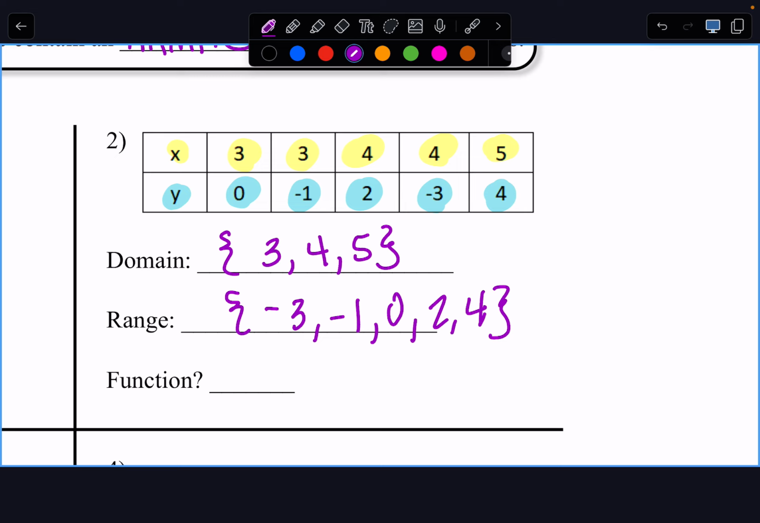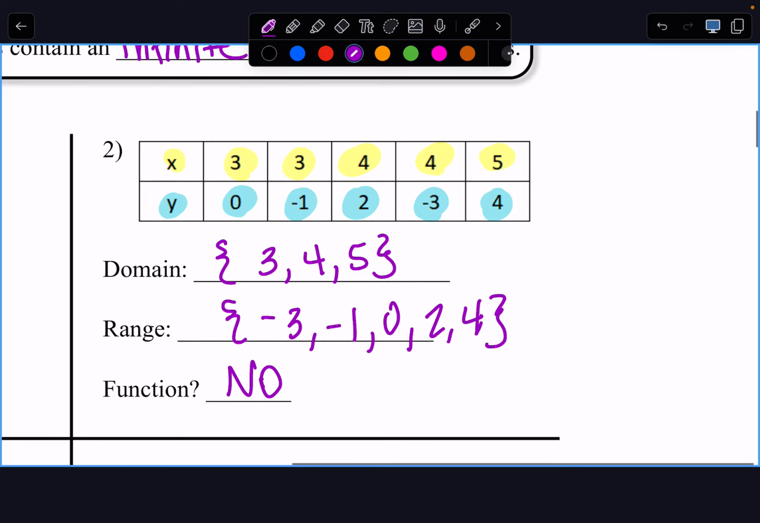Oh, is this a function? No. Sad day. Who's the problem? The 3s and the 4s. The 3s, ooh, there's 2 problems. The 3s have 2 different y's and the 4s have 2 different y's. That is a bummer. Okay.